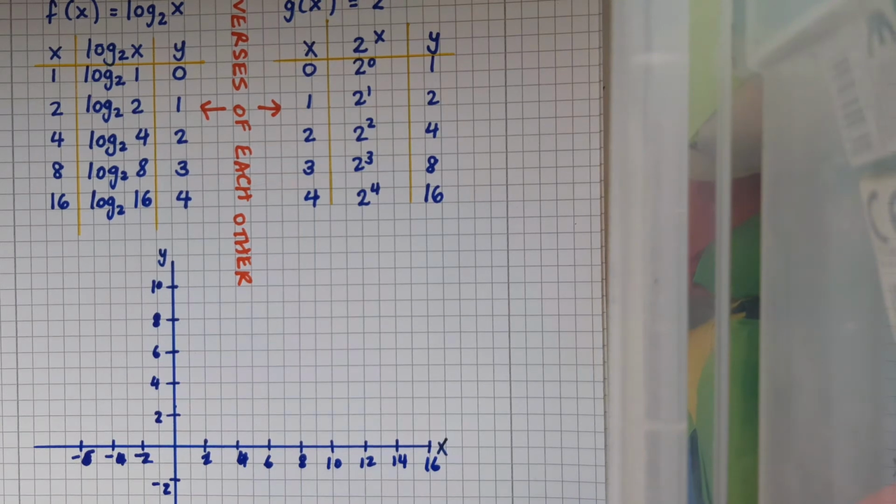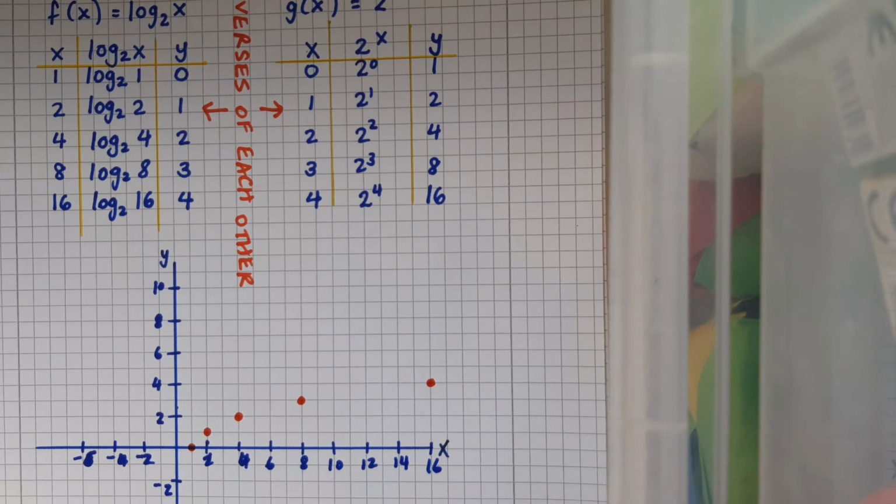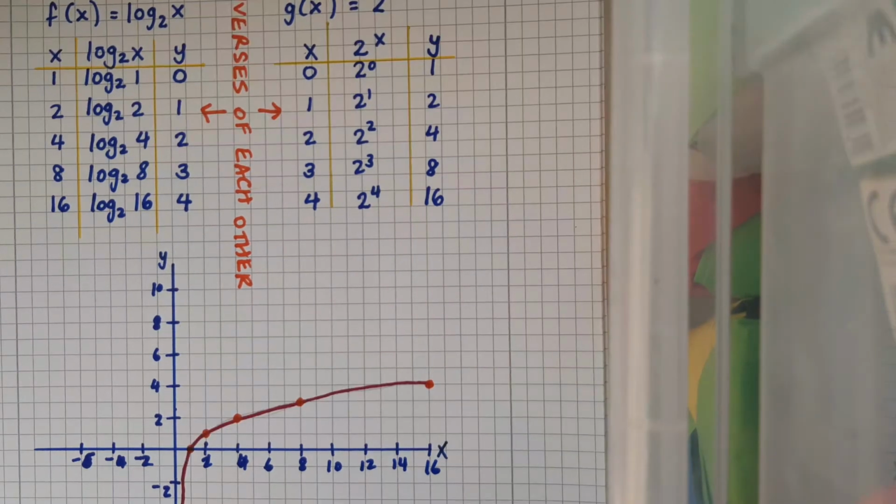So I'm first of all marking in my points for my log function. These are my points, and I'll join them together to get the function. So I've got the same curve that I've seen in previous videos. Again, don't forget it's never going to meet the y-axis. The y-axis is an asymptote.